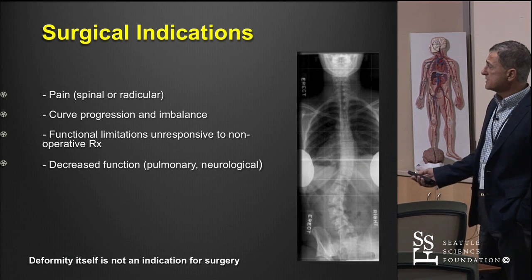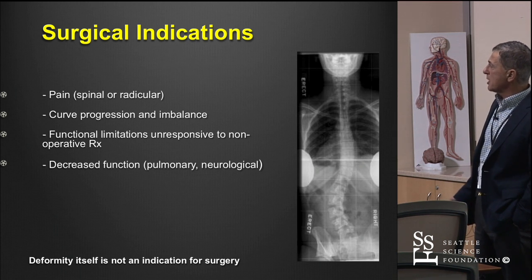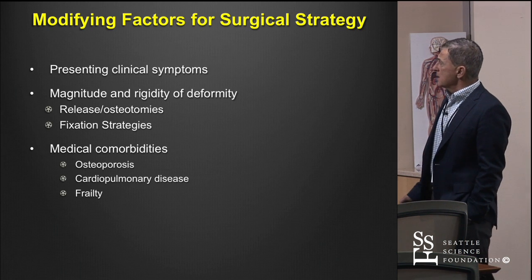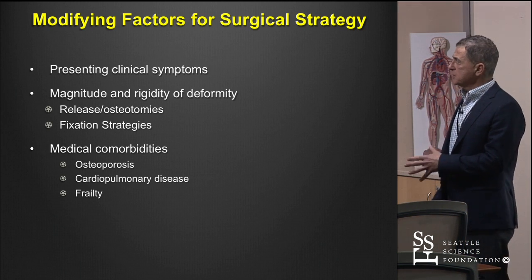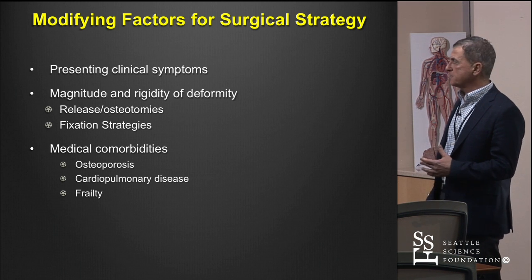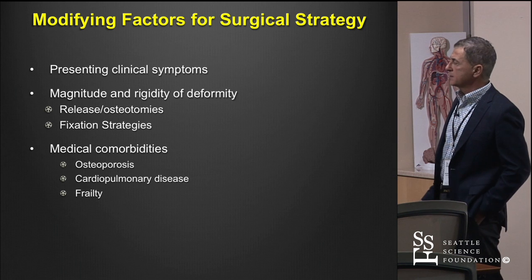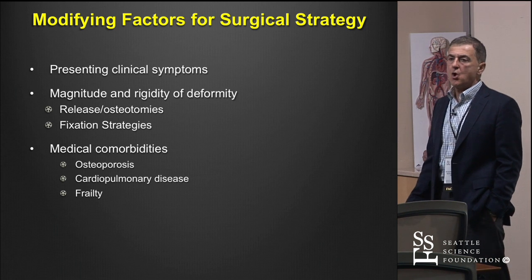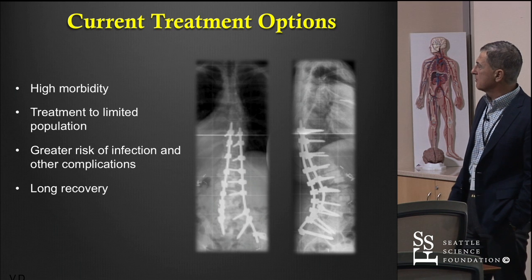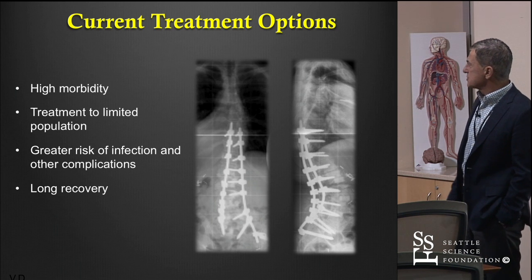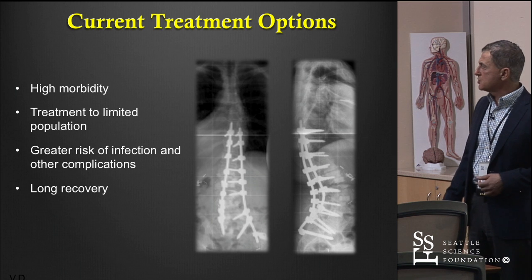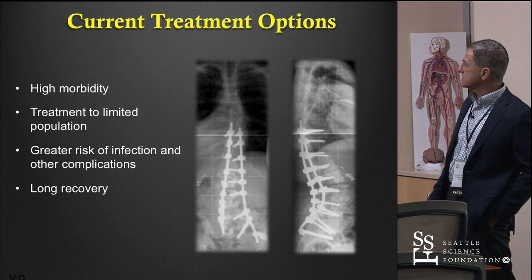Also, you want to see if the patient has pulmonary or neurologic compromise and see their functional limitations. So you're going to modify the strategy depending on the presentation. Does this patient have just leg pain? Does this patient have decompensation? Does this patient have osteoporosis? What are the comorbidities in that patient? And really custom fit that surgery. So not everybody is going to need a T10 to pelvis procedure. Not everybody is going to need an open procedure.